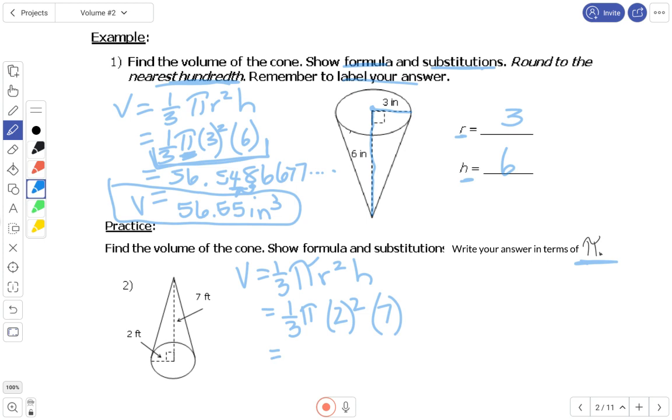When I put this in the calculator, I'm leaving it in terms of pi. So I'm going to type in 1/3 2 squared times 7. When I put in 2 squared times 7, I end up getting 9 1/3. So I can write 9 1/3 pi, and then I can label this feet cubed. And that would be the volume in terms of pi.